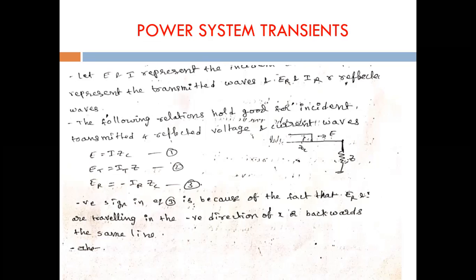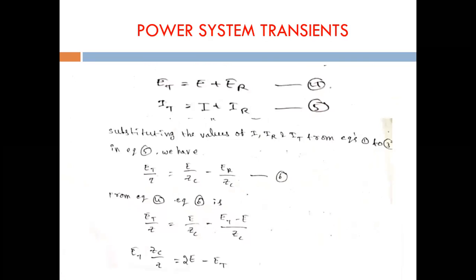Therefore, ER is equal to minus IR into ZC. The negative sign in equation number 3 is because ER and IR are traveling in the negative direction. Negative direction indicates the backward direction. That's why we take the minus value in equation number 3.